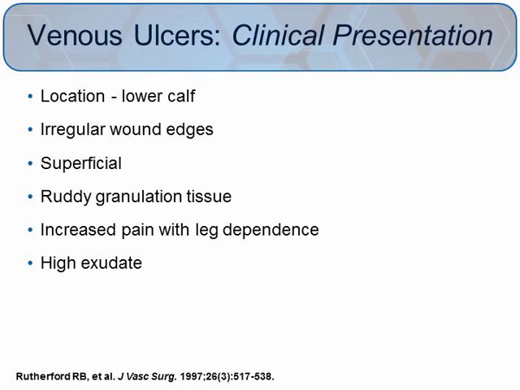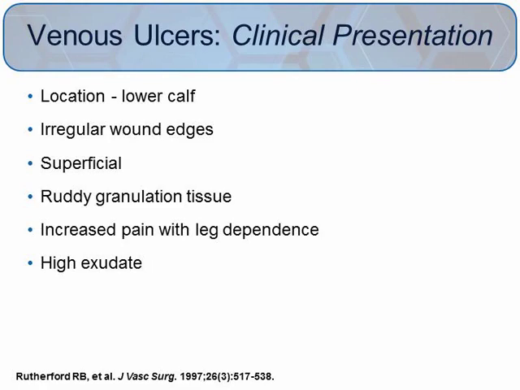So how do venous ulcers present clinically? Well, they tend to occur on the lower calf. They have irregular wound edges as opposed to the arterial ulcer, which is more regular. Venous ulcers tend to be superficial. They can be partial thickness or they may be superficially full thickness, but you're not going to see deep structure exposure with these. You're not going to see tendon. You're not going to see bone. And if you do, something else is wrong.